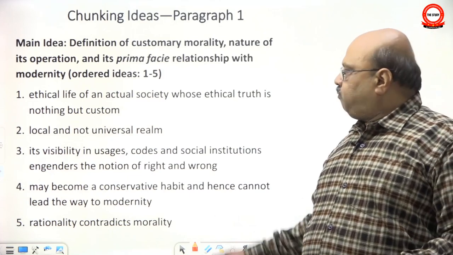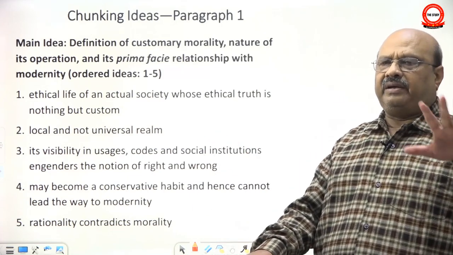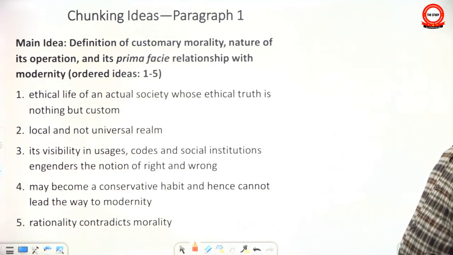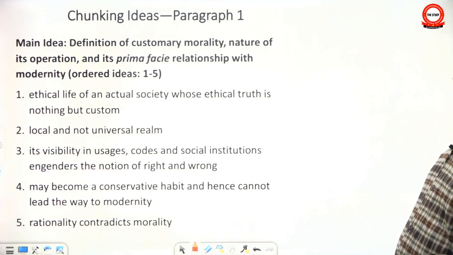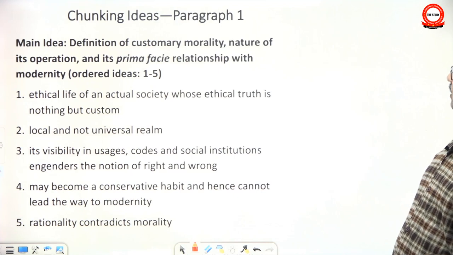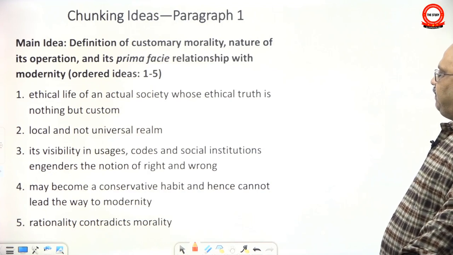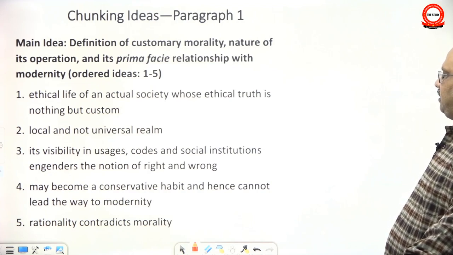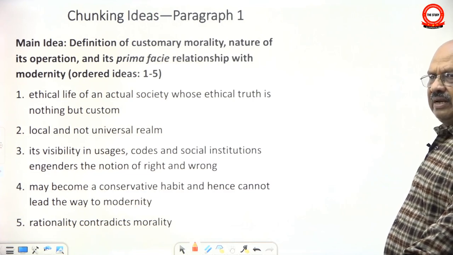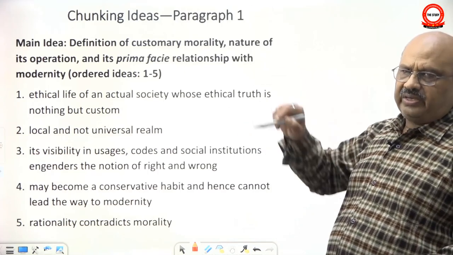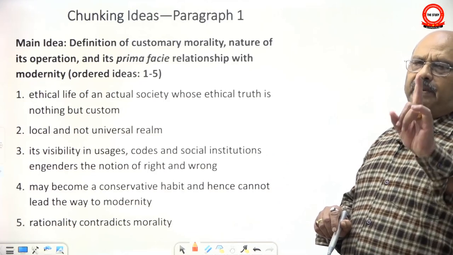So, paragraph 1. I have taken ideas number 1 to 5 from that ordered list. These are, as number 1, ethical life of an actual society whose ethical truth is nothing but local, nothing but custom, local and not universal realm. Visibility in usages, courts, institutions engenders the notion of right and wrong, may become a conservative habit and hence cannot lead the way to modernity. Rationality contradicts morality. So, ideas number 1 to 5 from my ordered list, I have for paragraph number 1.